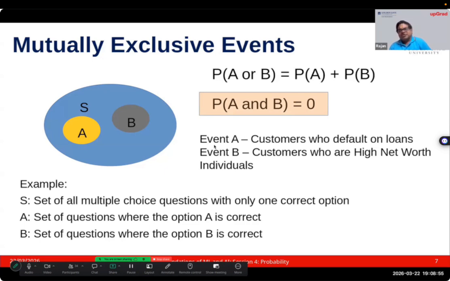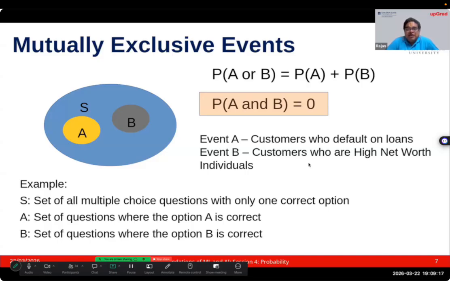Let's say event A for a bank: customers who default on loans. Event B: customers who are high net worth individuals. Okay, are they mutually exclusive or not?